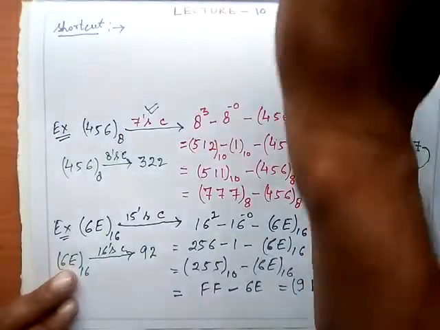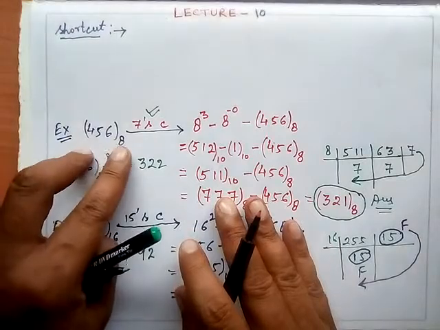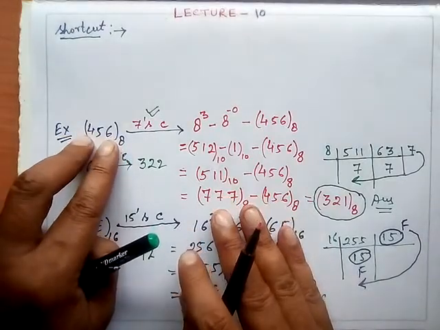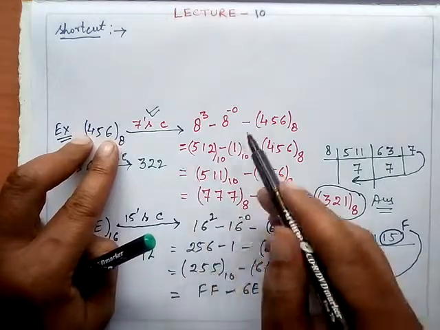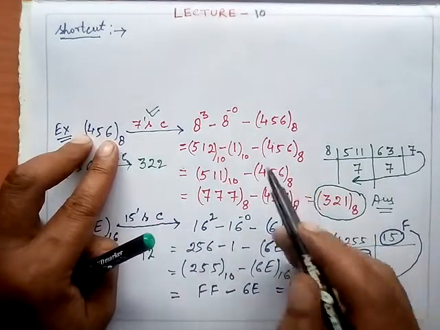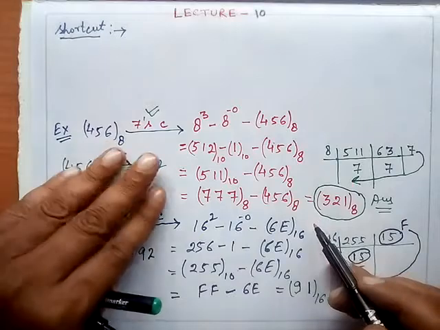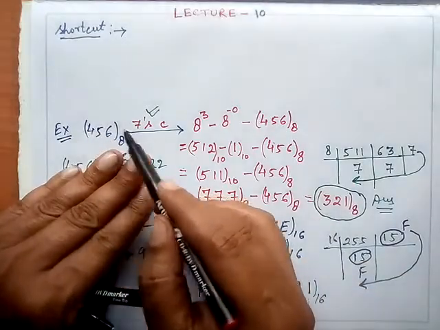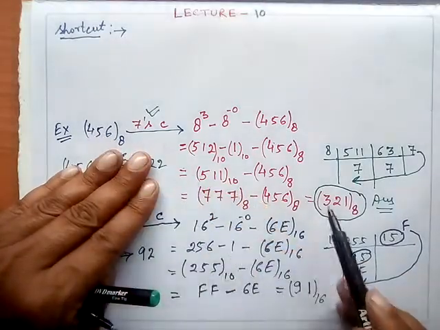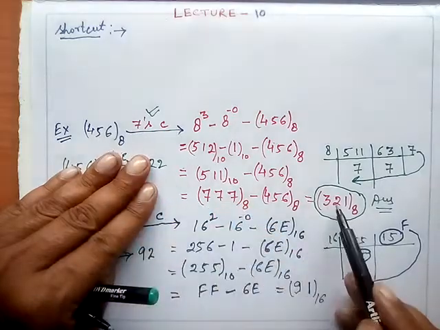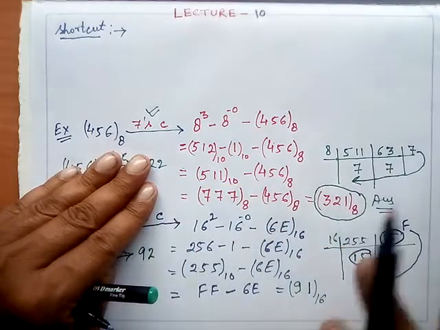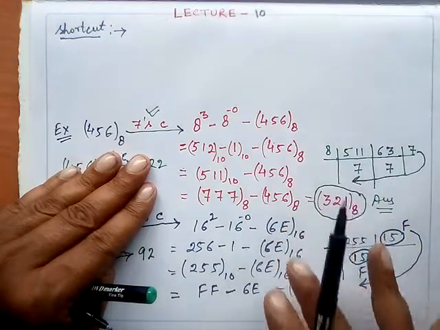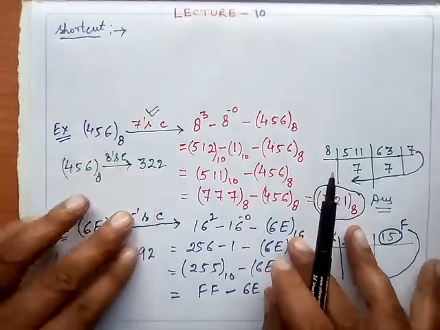Now let's see what we have done. Is it satisfying here? I said find the 7's complement of 4, 5, 6. So in spite of going for all these formulas and calculations, I simply subtract every digit from 7. So 7 minus 4 is 3, 7 minus 5 is 2 and 7 minus 6 is 1. It is as simple as that. You can apply this shortcut here.